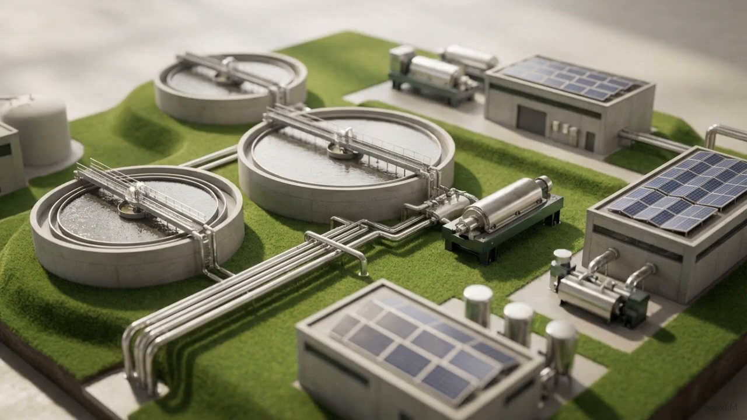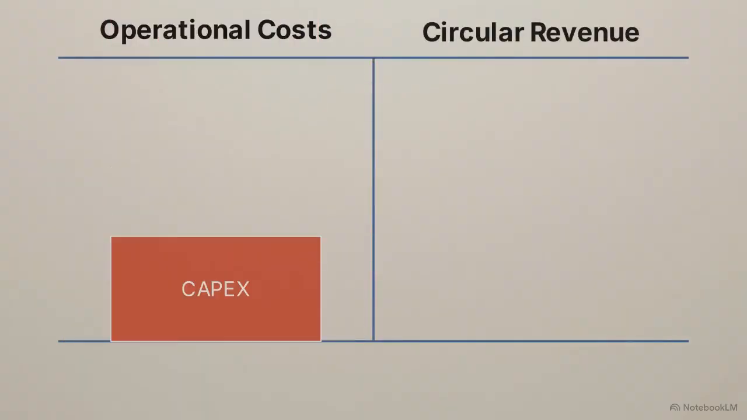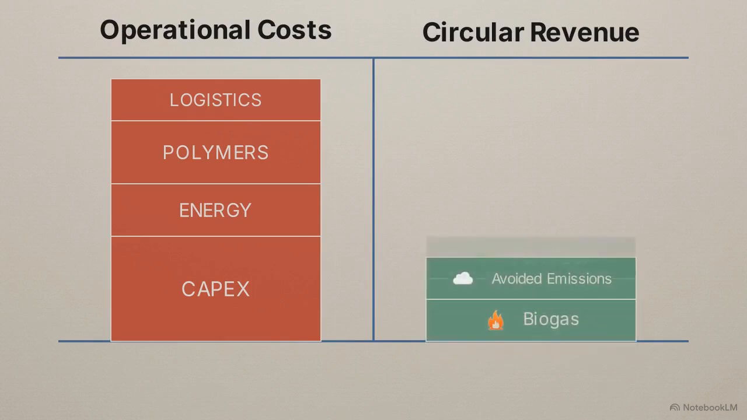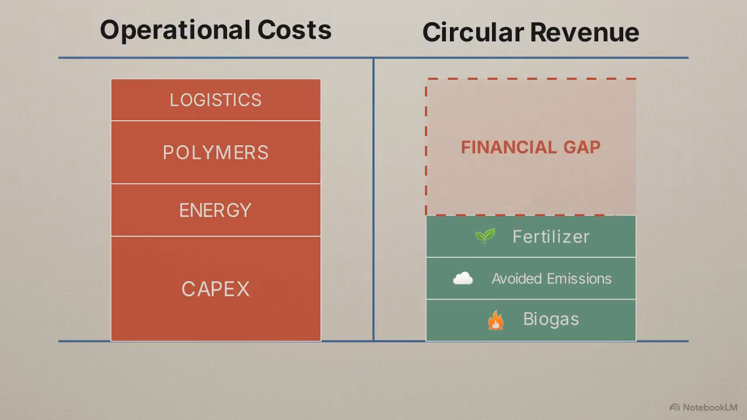This brings us back to the enforced business model and the pursuit of a fully circular wastewater economy. This theoretical balance sheet visualizes the proposed revenue streams. Biogas sales, avoided emissions penalties, and the commercialization of fertilizer are supposed to generate enough capital to offset the baseline operational costs.